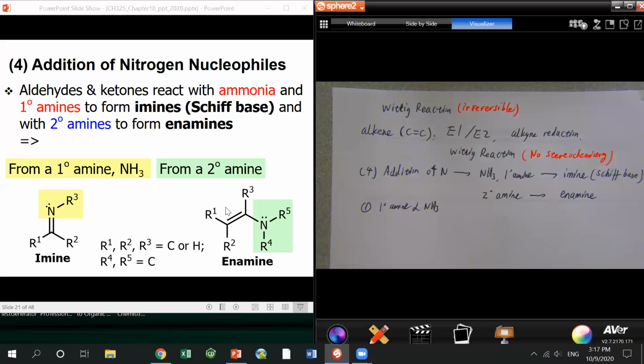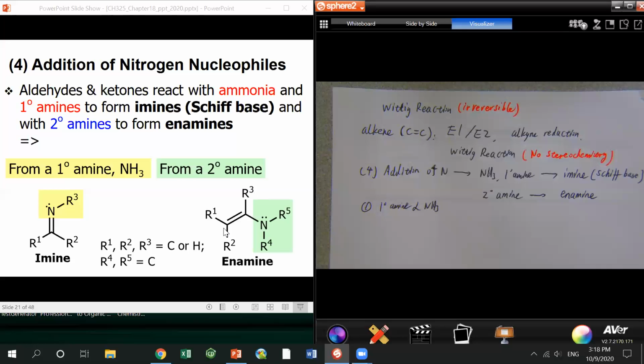So the first, the imine case, we see a C=N double bond, a carbon-nitrogen double bond. For the enamine case, we have a C-N single bond, but a carbon-carbon double bond. You can see R3 from the original aldehyde or ketone. I will give more examples and a more detailed demonstration.